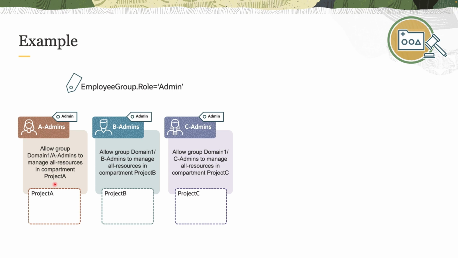That is, allow group domain1-A-admin to manage all resources in compartment project A. Similarly for B and C. So now what happens if you want to create another compartment?